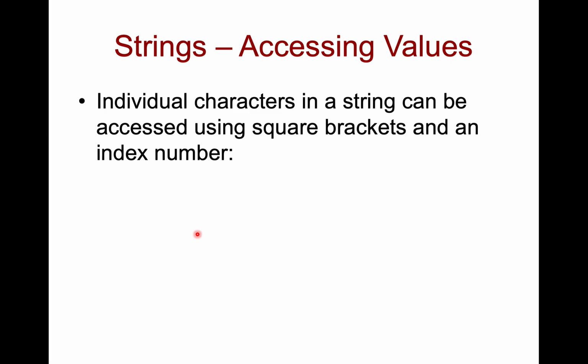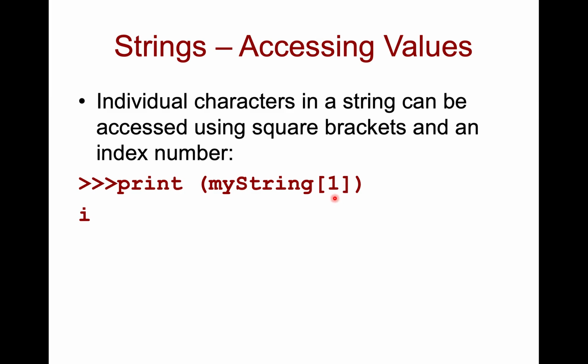You can access individual characters in a string by using square brackets and something that we refer to as an index number. Here we're printing myString and we have square brackets with a 1 inside the square brackets. This prints the letter I. Remember that myString is the string Billy, B-I-L-L-Y, and when we say print item number 1 from that string, we're actually printing the second letter in the string.